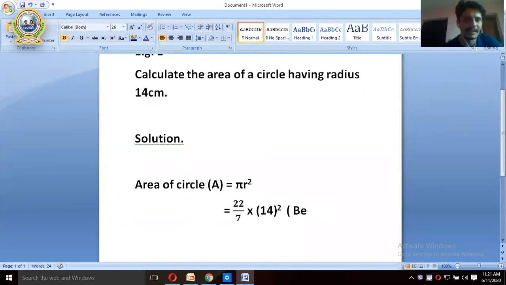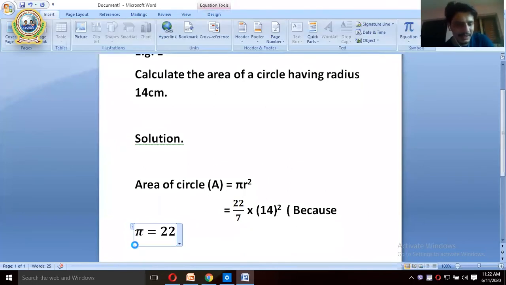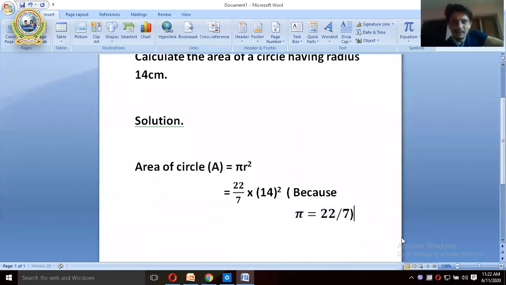Because we know that pi equals 22 divided by 7, please keep it in your mind. So this is the value of pi. Let me close the bracket here. Because pi equals 22/7, now you can see the value there. Now let's simplify it.